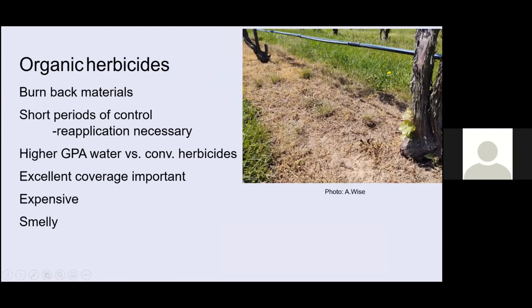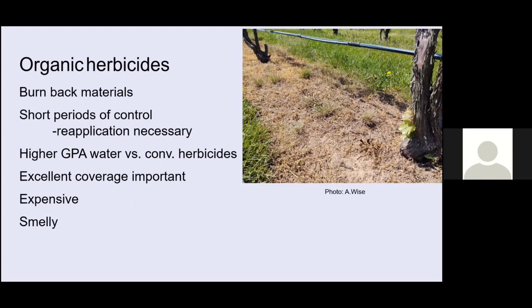So I have played around with organic herbicides in my vineyard. These are primarily burn back materials. They have very, very short periods of control, so if you choose to use organic herbicides, you're going to have to reapply them frequently. Coverage is really important with these materials, so you have to use a lot of water, and they are expensive. There's no getting around that. And I think that in and of itself is limiting their use, because costs are a factor for many growers.